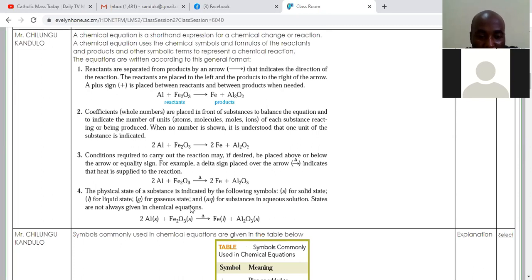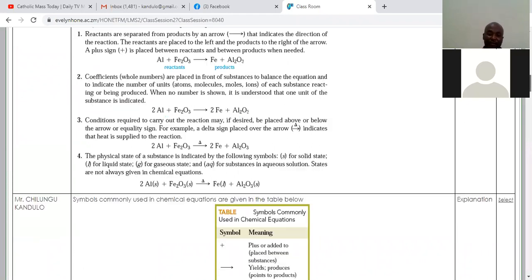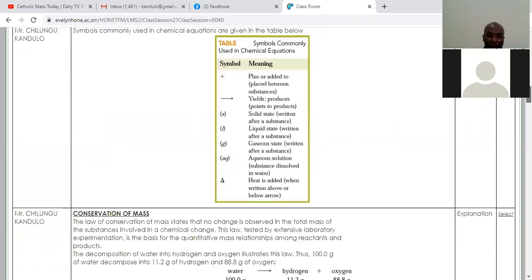Remember, the states, you put them as subscripts. That's how you put the states. So the things that are in reactions, the symbols: a plus means this and this are added, reacting with. So CH4 plus O2 means CH4 reacting with O2. Then the arrow means yields or produces.